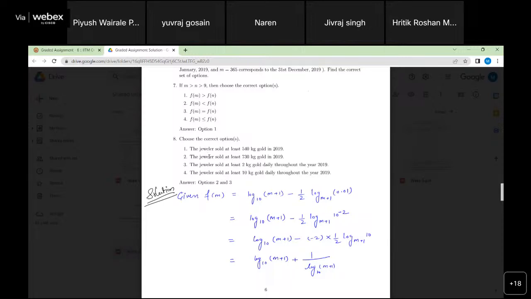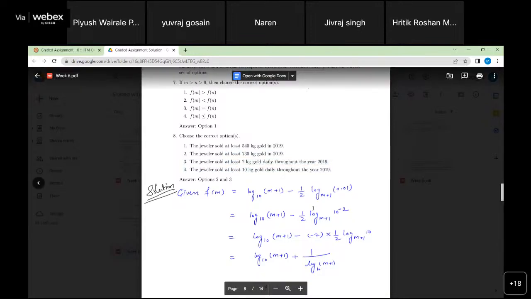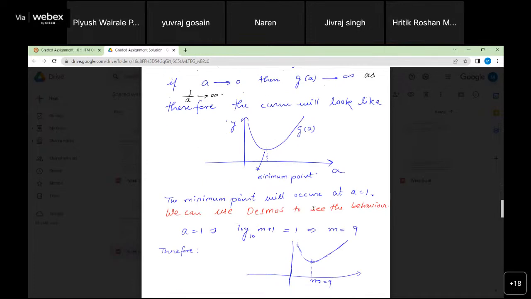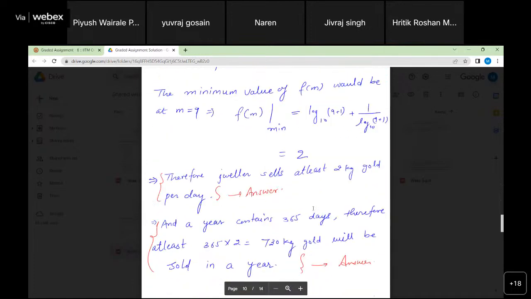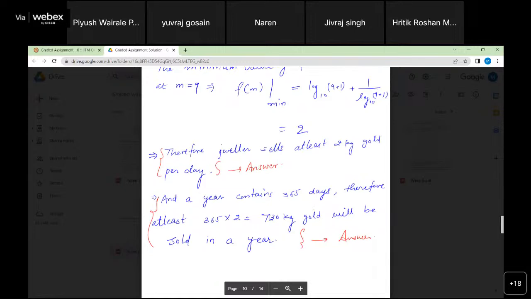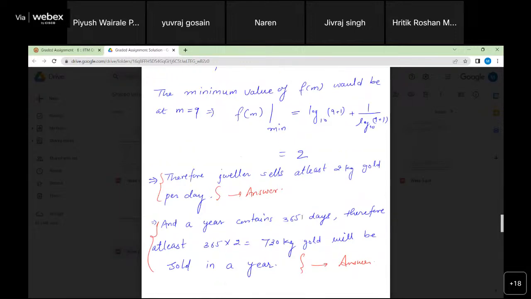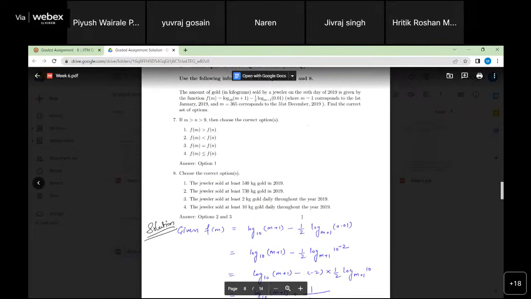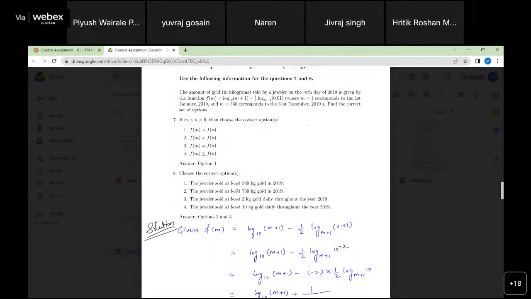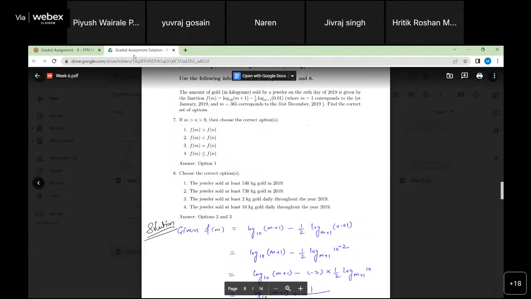If it was 740 instead of 540, then that also is wrong, right, sir? We have to find out the minimum value. At least 740 or at least 730. If you do the calculation, you should get some value, which says 730 kg gold. So at least 730. If there is 740, at least that one is wrong.